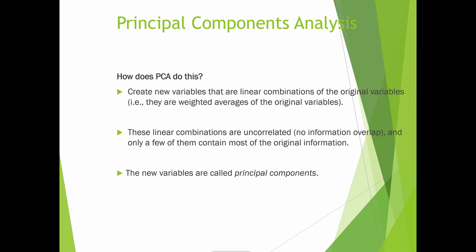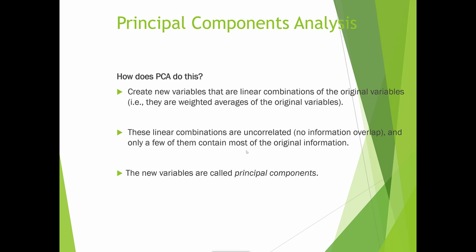Okay, let's see how it is done. How does PCA do this? It creates new variables that are linear combinations of the original variables. A linear combination is nothing but a weighted average of the original values. So you have, say, 10 columns. You multiply each column with a weight and add them up. Okay, so you use different weights.